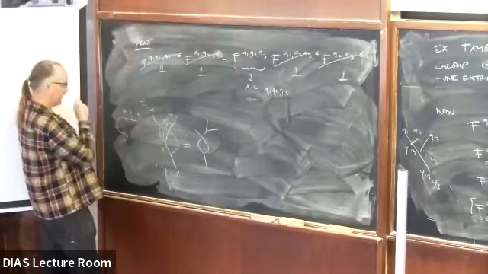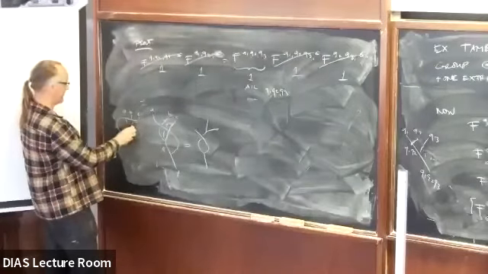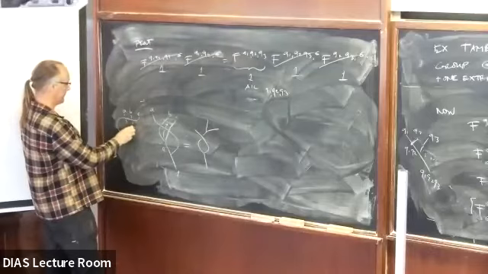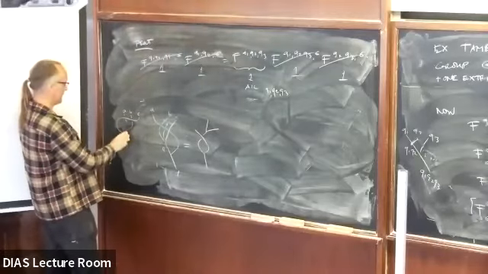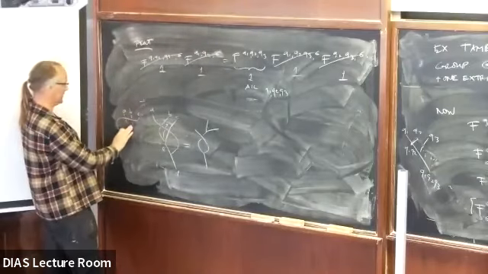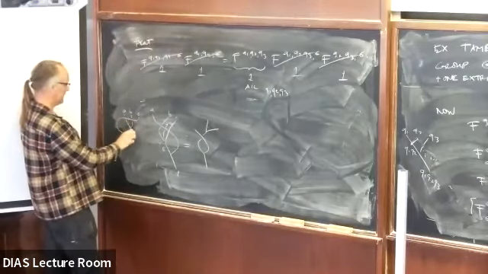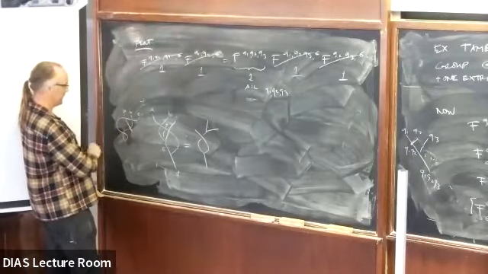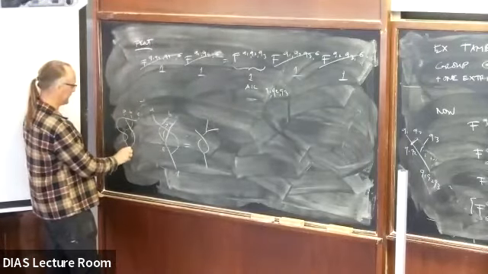Yeah, this. So B and C are the ones that are going together, and then A would be going over B here. And then it would be like this. Like this.